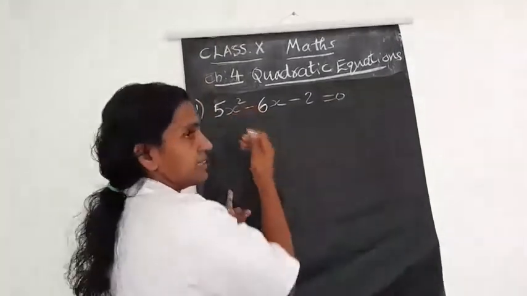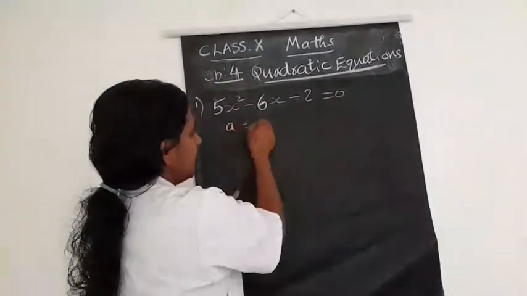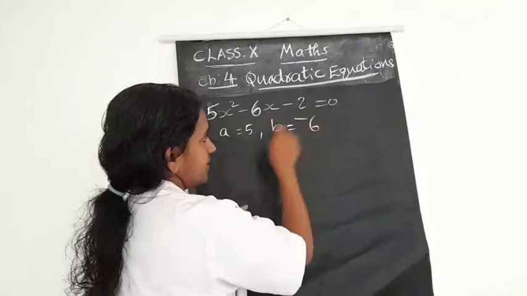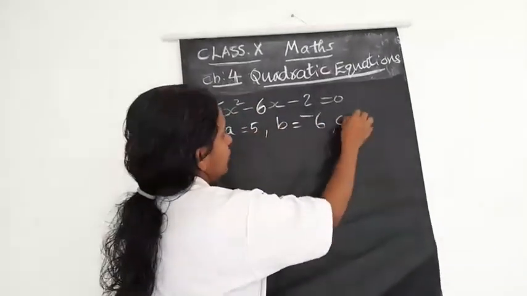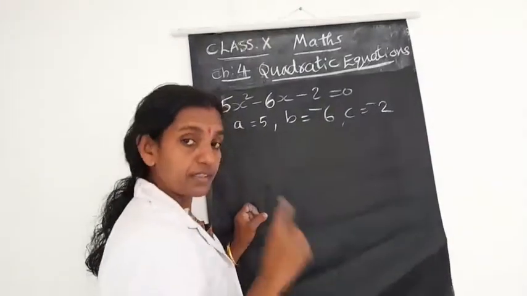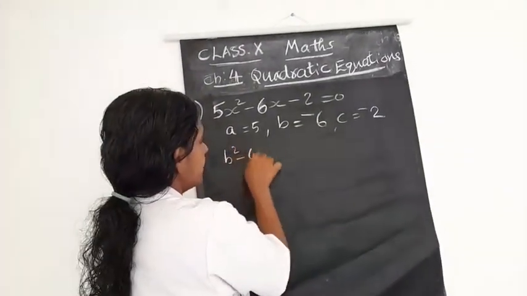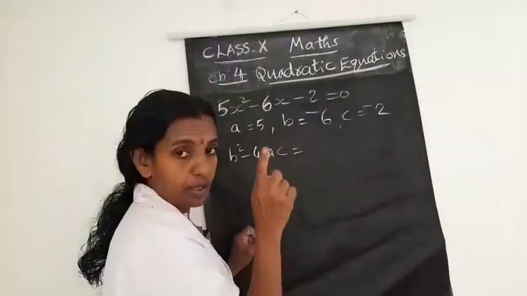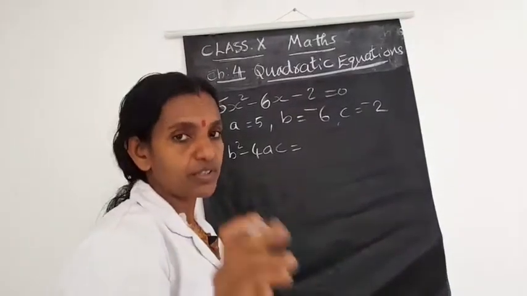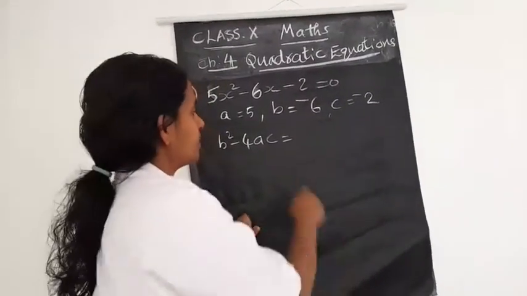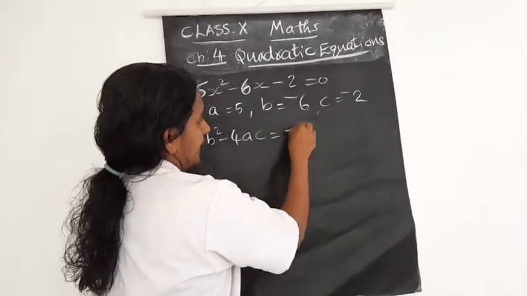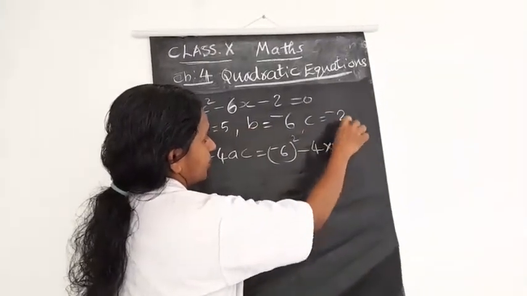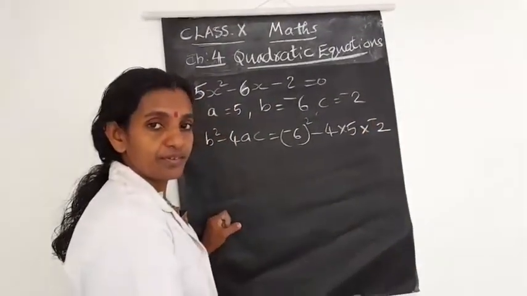For that, the first step is the same: writing the values of a, b and c. What is a? 5. b equal to negative 6. Don't forget to put the sign. c equal to negative 2. Next step, b square minus 4ac. Why are we finding this first? Because whether the value of b square minus 4ac is positive, negative or 0, we need to discuss that. So here it is b square minus 4ac. b negative 6 whole square minus 4 into a, that means 5, into c, negative 2.